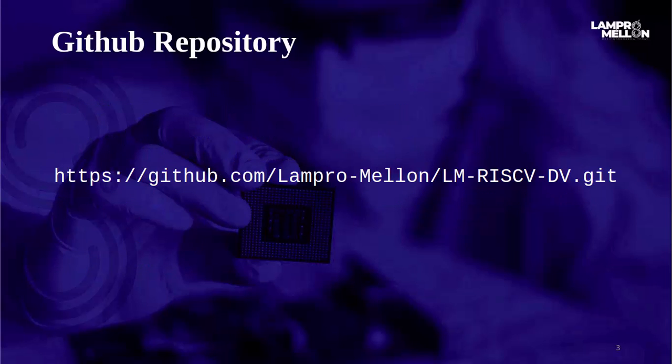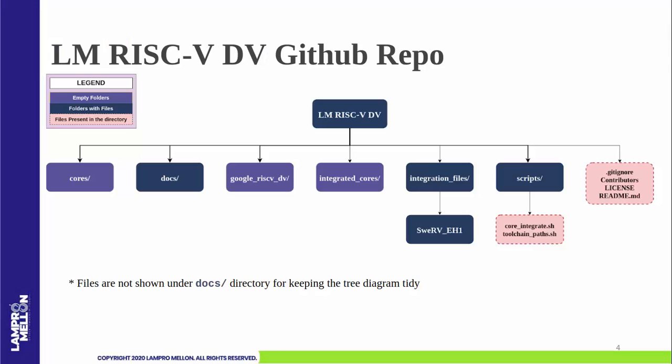So this is the link to LM RISC-V DV repository on GitHub. The top level hierarchy of the environment is shown here with purple colored blocks representing the empty folders and blue folders contain some files. The text included in pink boxes with dashed outline represents files within a folder.